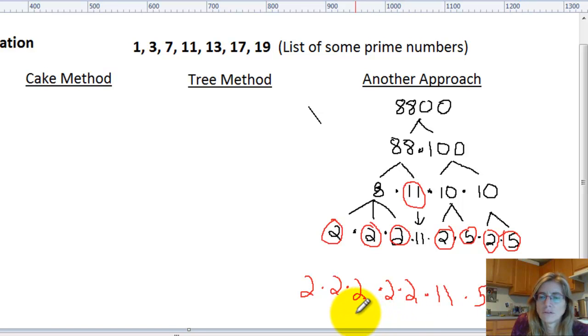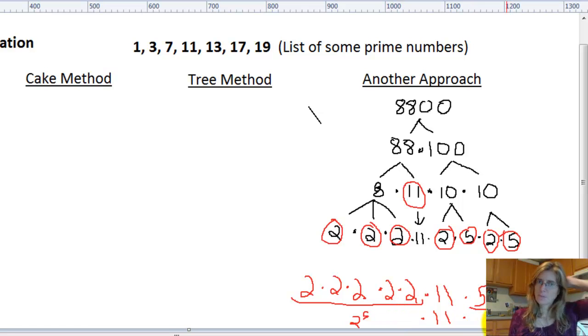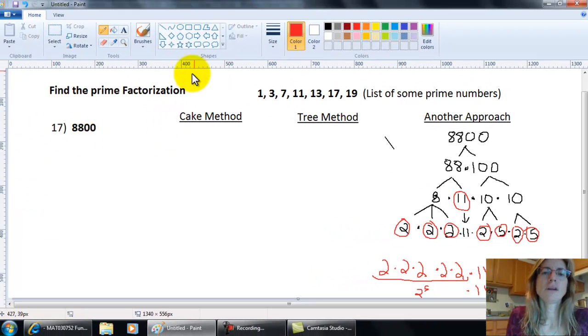Which then is 1, 2, 3, 4, 5. This is 5 2's, so that's 2 to the 5th power times 11 times 5 to the 2nd power. Okay, so that's the prime factorization of 8800. Well, let's look at the other methods, in case this is too confusing for you.